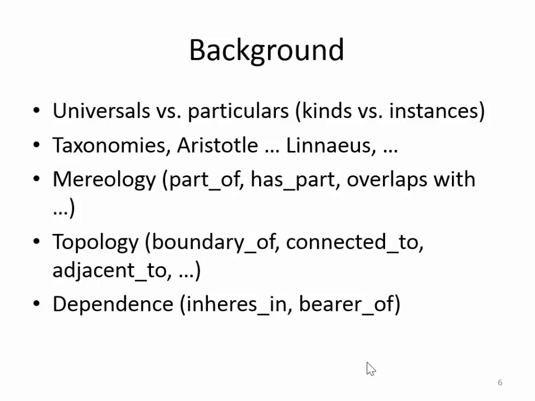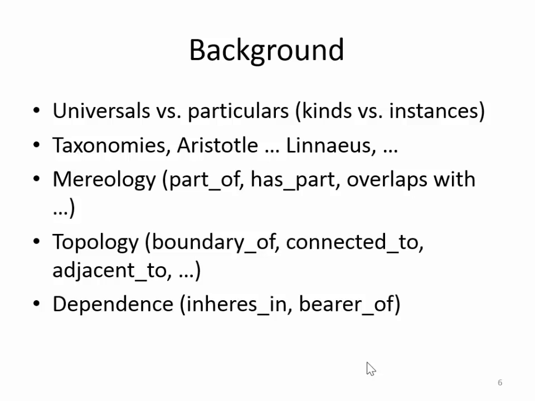The history of the treatment of universals involved taxonomies of the sort that you find in Linnaean biology. And modern-day ontology is recognizably in the same tradition as old-fashioned taxonomies. But modern-day ontologies involve not just taxonomical relations, and the primary taxonomical relation is a subkind of. So mouse is a subkind of mammal. Mammal is a subkind of animal.